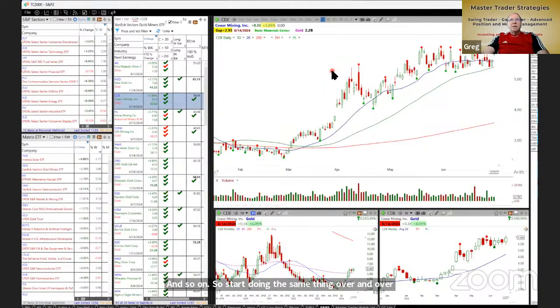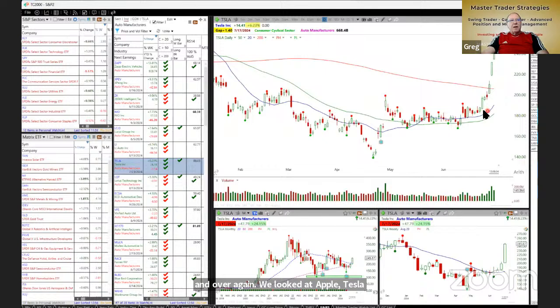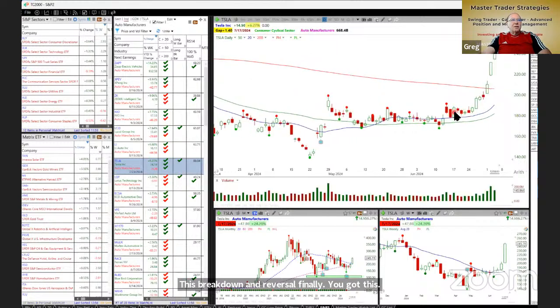Right? We looked at Apple, Tesla. It's been going up for days. We covered this. Dan spoke about it in pre-market. But we were trading this over here, and we were getting wiggled out here and there. This breakdown and reversal. Finally, you got this pattern. Look at the bullish 180 reversal there and this consolidation.